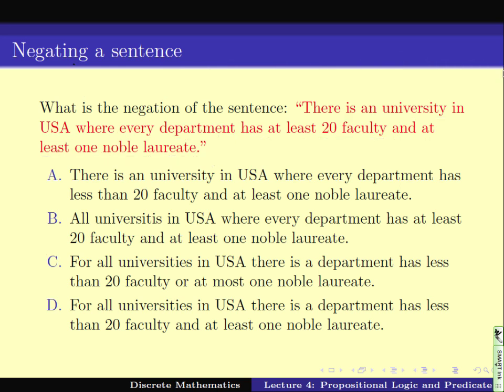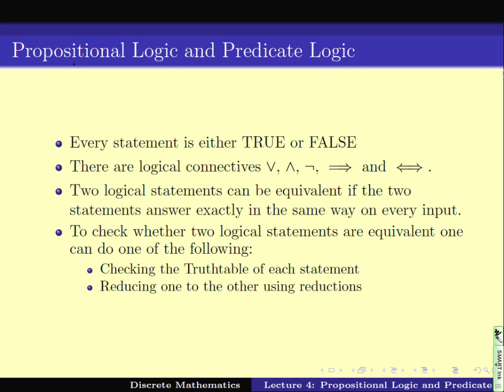So this brings us to the end of propositional logic and predicate logic, at least the basic rules of that. To recollect again, every statement is either true or false. There are logical connectives: and, or, not, implies, and if and only if. We say that two logical statements are equivalent if the statements are identical for all input. To check the equivalence of two statements, we would either check by writing the truth table of both of them or by reducing one to the other using a set of rules, the rules that we have just discussed.